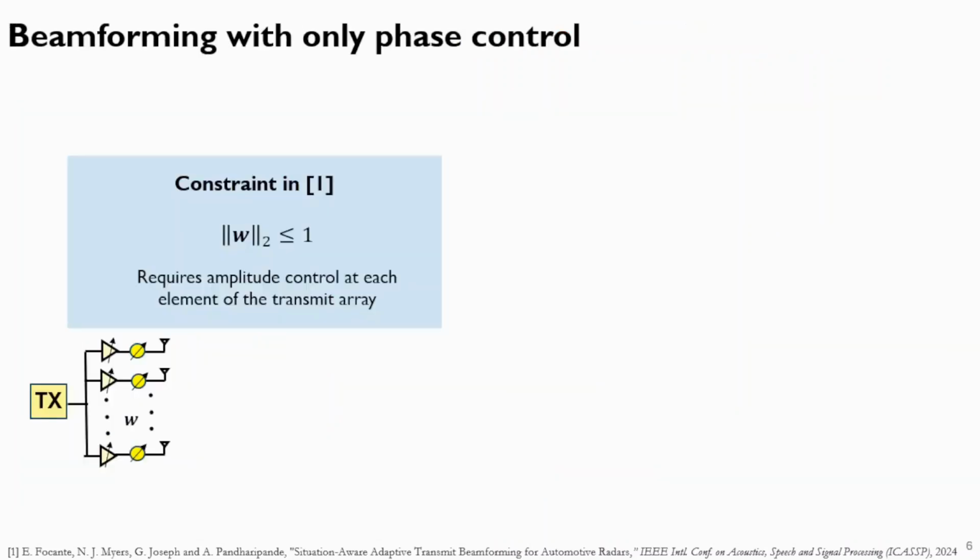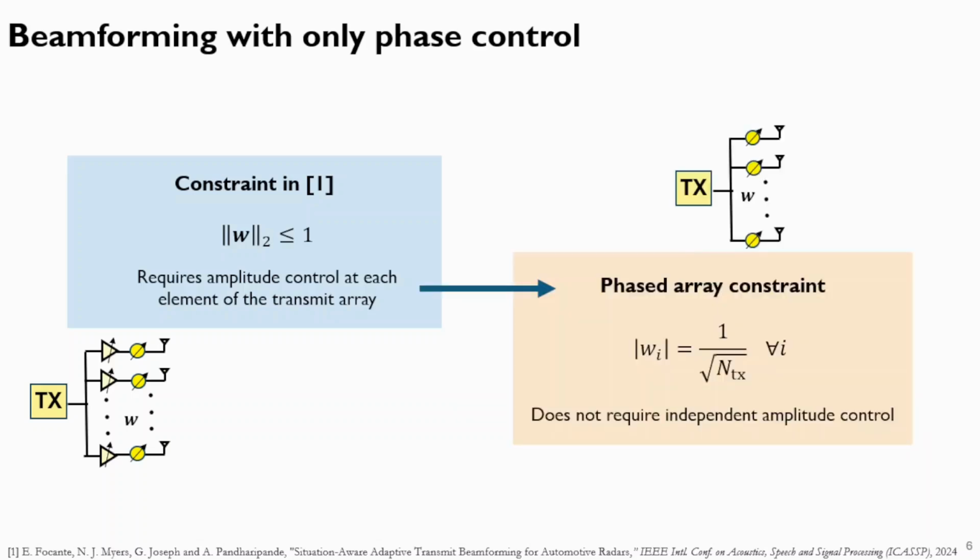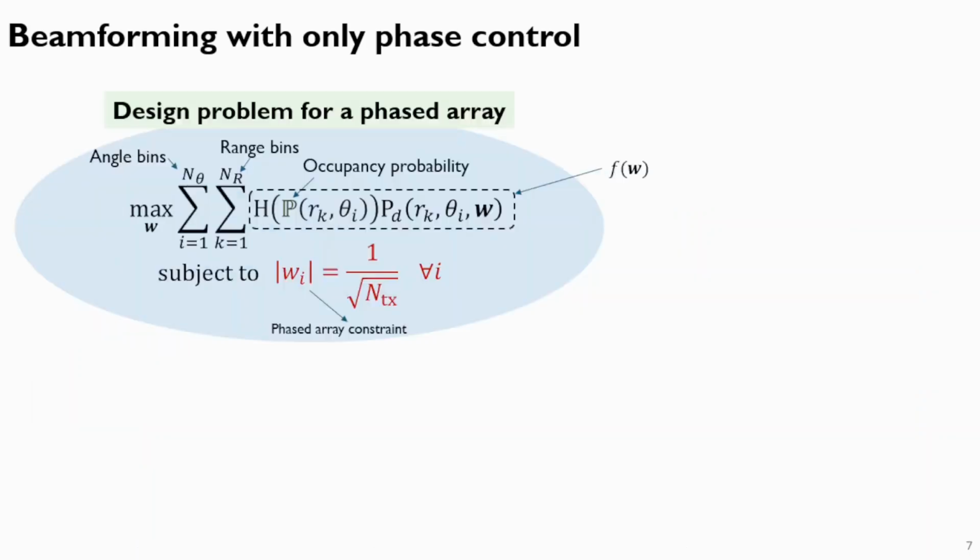So let's see how we deal with both these issues. The first constraint says that the norm of W needs to be less than or equal to 1 for an analog radar. But if we relax it to a phased radar, then we have a more stringent constraint that says the entries of W need to have a constant magnitude, right? And this is something that can be incorporated in our optimization problem.